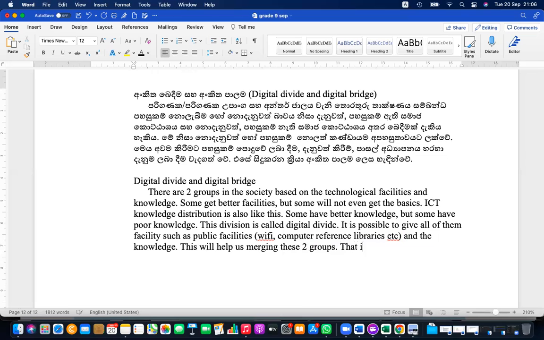That is called digital bridge. It is called digital bridge.